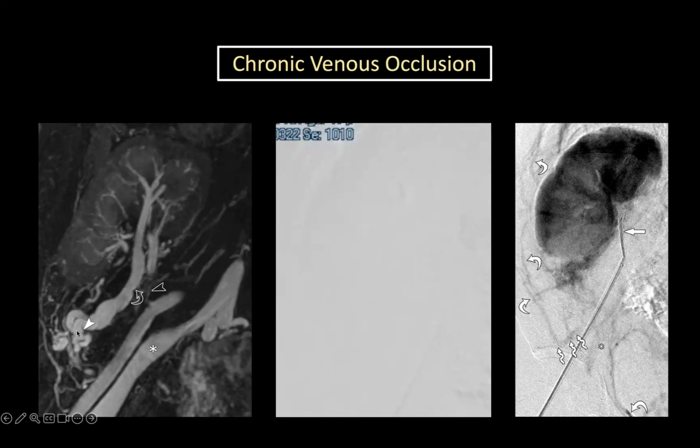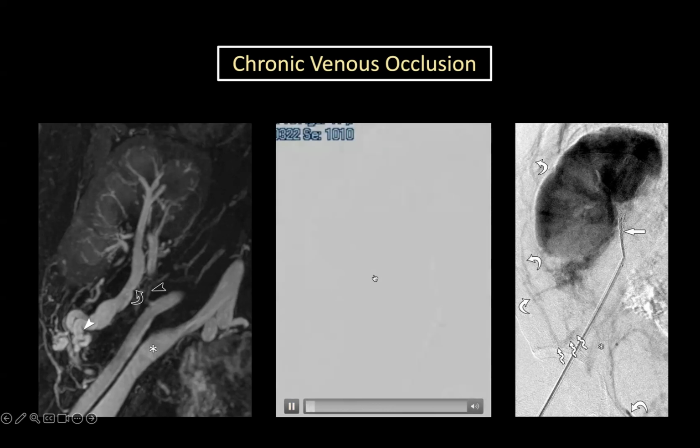And instead, we can see this convoluted tubular shaped web of venous drainage from the kidney graft. And so this is a patient who had had chronic venous occlusion, but the patient had actually been able to create collateralization of vessels to other veins within the body.